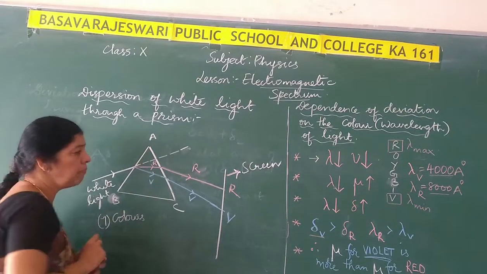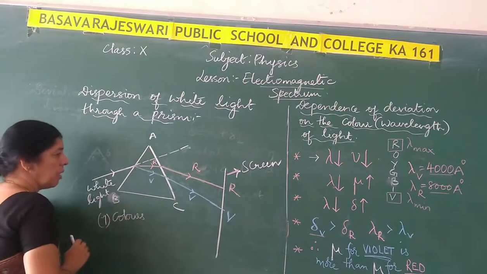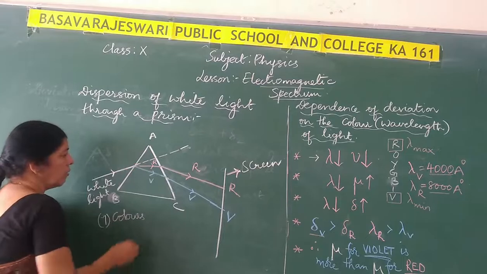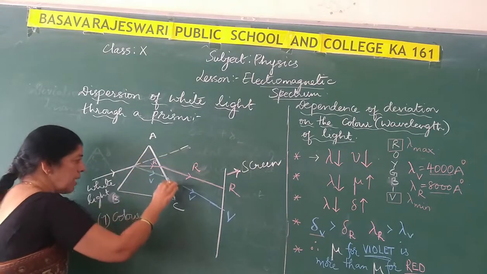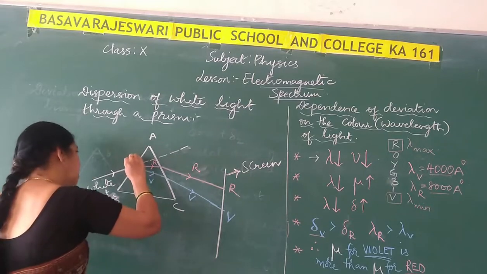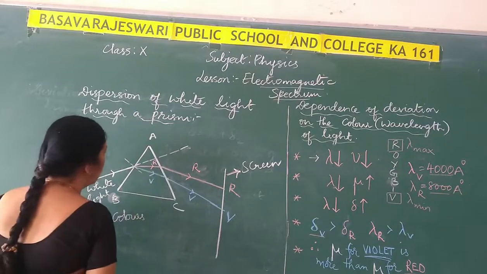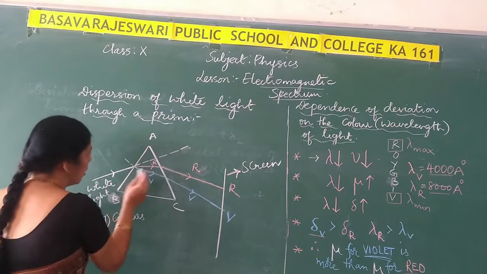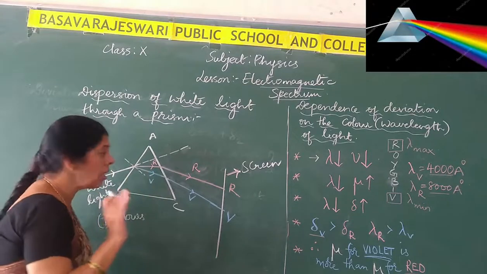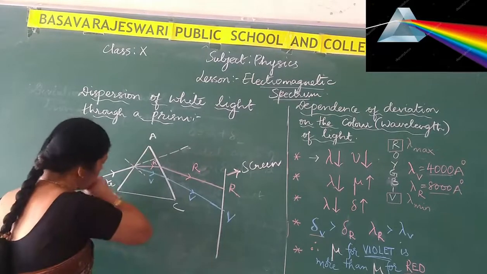So this ray diagram will show the splitting of white light into 7 colors. Already I have told you, this will be the first refracting surface, and this is the second refracting surface of the prism. Now, if I draw the normal here, then you can observe that the light ray is splitting into 7 colors when it enters the first refracting surface of the prism.